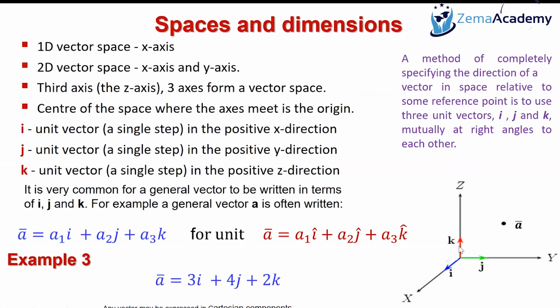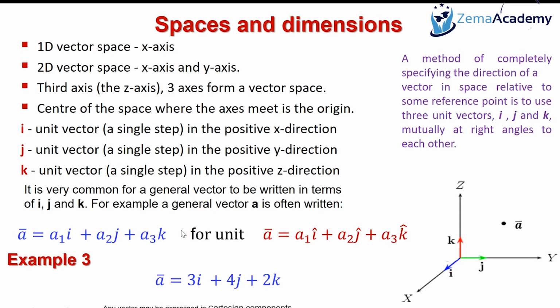So remember that I is always associated with X, J is always associated with Y, and K is always associated with Z. You can't name them by yourself. So you always have to follow this: I represents the unit vector on X, J represents the unit vector on Y, and K represents the unit vector in the Z direction.